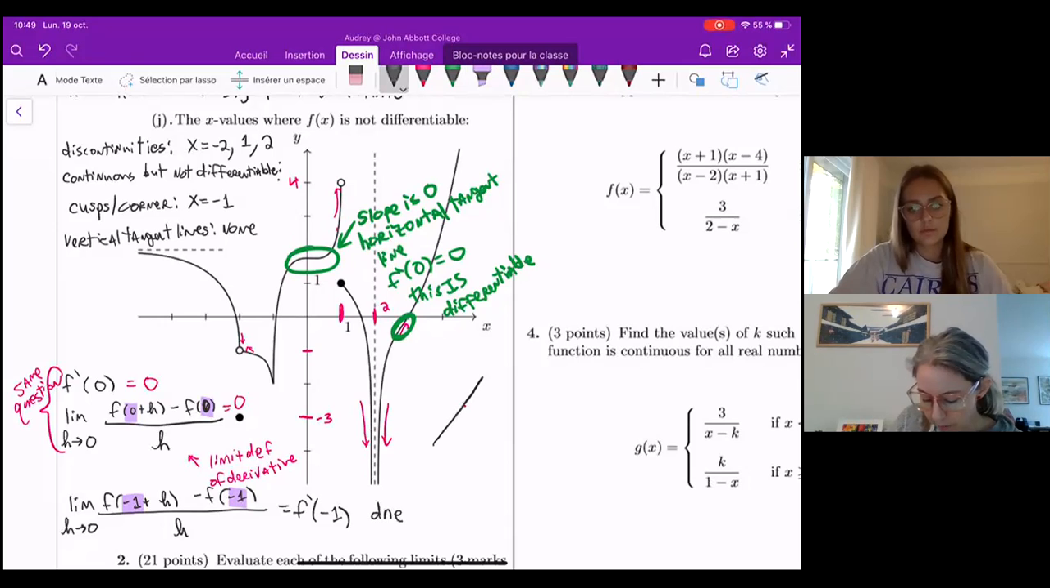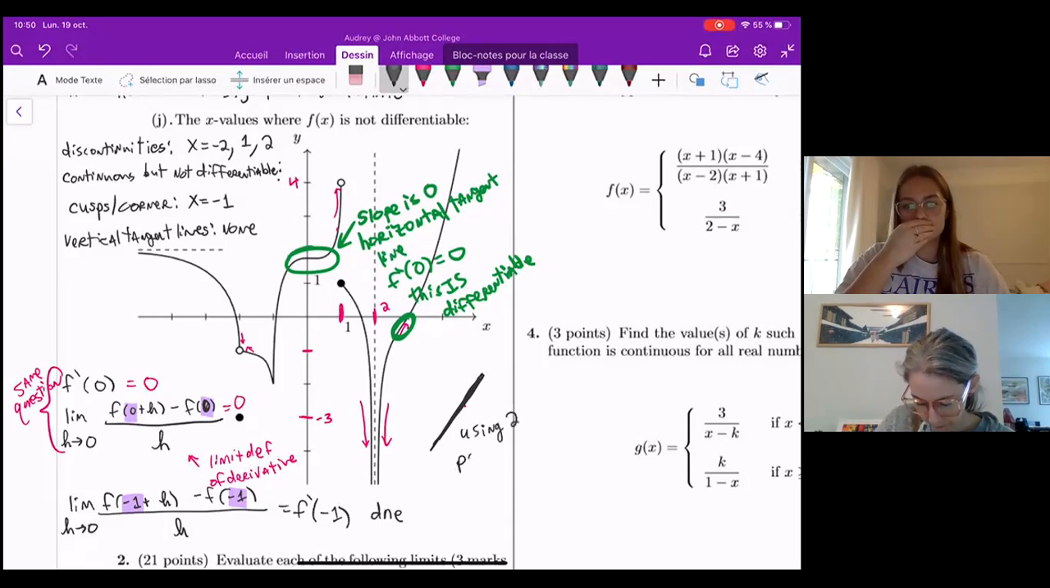And the third would be when you have a straight line and you can actually find the derivative using 2 points. But we can't do that on this graph because there are no straight lines.